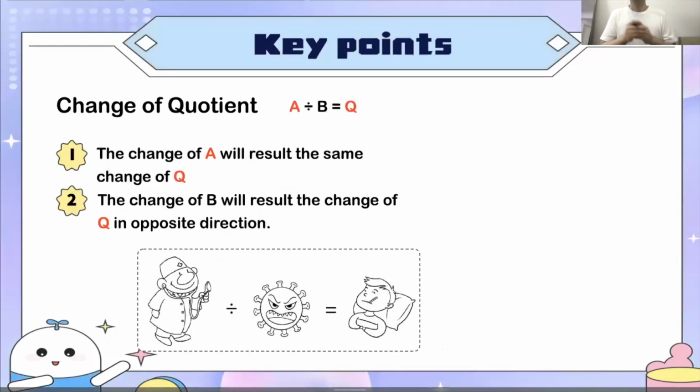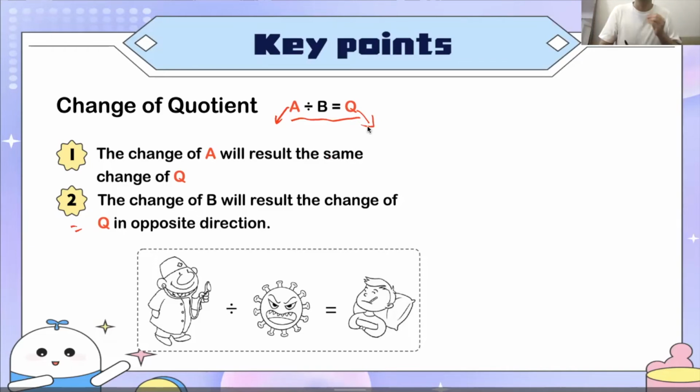And here, we just put the key point. A divided by B, we have Q. Don't be afraid of these letters. You just regard these letters as numbers. The change of A will result in the same change of Q. You remember when we do some change on the dividend, we will have the same change on the result. And the second one, the change of B will result in the change of Q in the opposite direction.